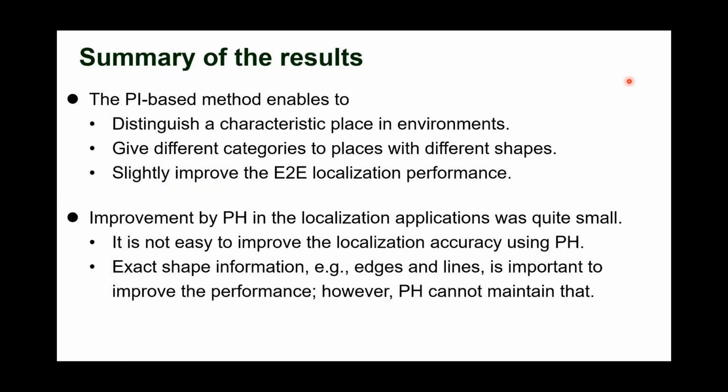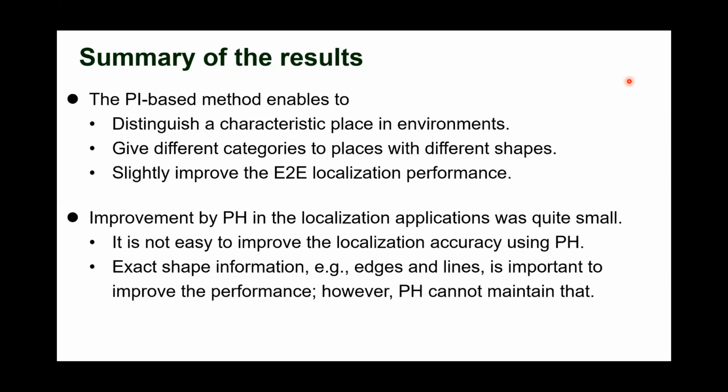Let me summarize the experimental results. In the place recognition and categorization experiments, the persistence image-based method enables us to distinguish a characteristic place and give different categories to places with different shapes. In the global end-to-end localization, the persistence image contributes to slightly improve the localization accuracy. However, it was shown that improving the localization accuracy by the persistent homology is not easy.